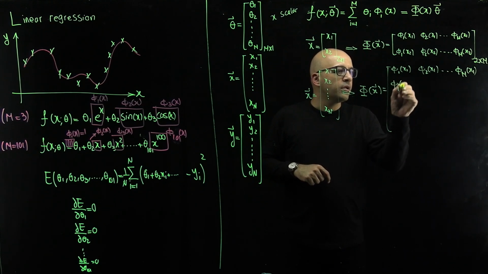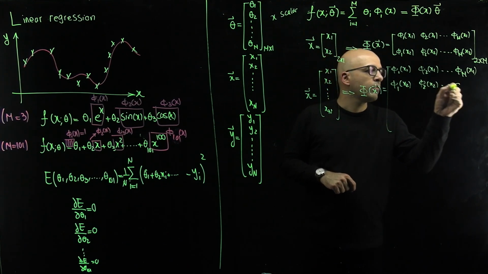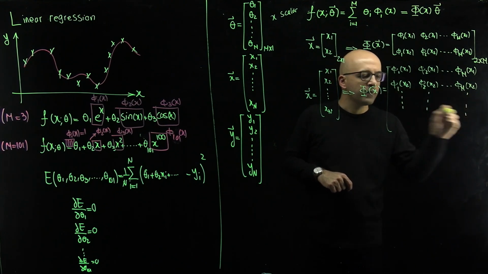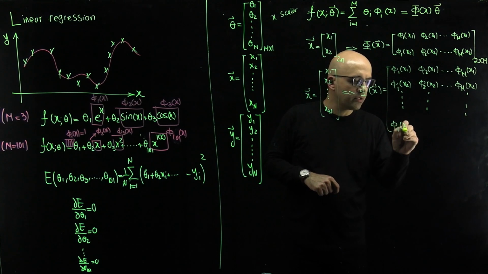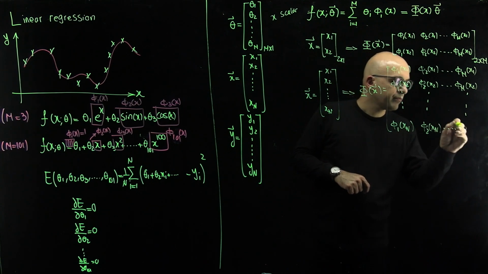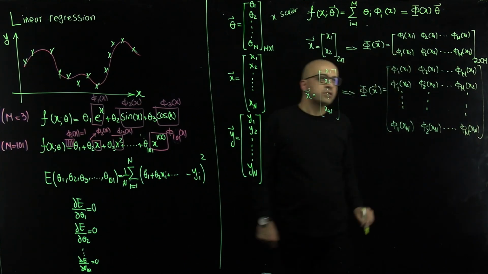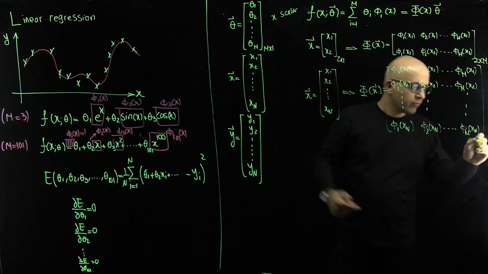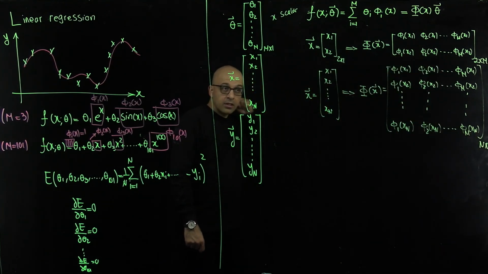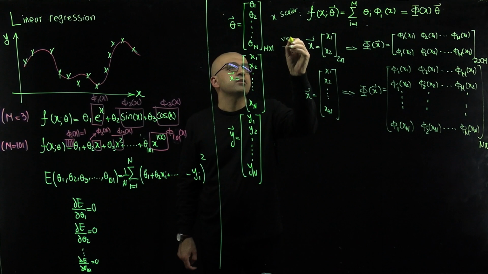And this is phi1 at x2, phi2 at x2. Then the last row is all the basis functions evaluated at xn. So the size of this, we have n rows, we have m basis functions. So now this is a matrix. Okay, so this was the case where x was a scalar. Here is the case where x is a vector.